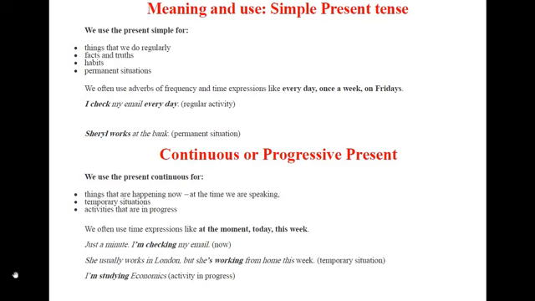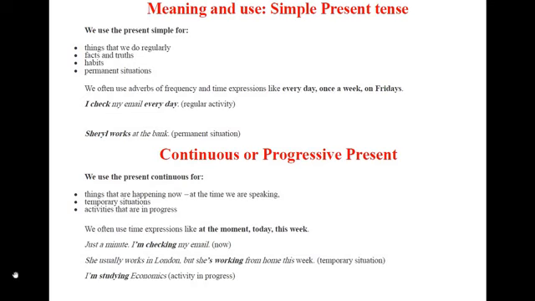situations. Things that we do regularly, like I check my email every day. I go to work at 8 p.m. Facts and truths, like the sun rises every day. Habits, permanent situations, like the trains run at 8 a.m. or 8 p.m. every day.